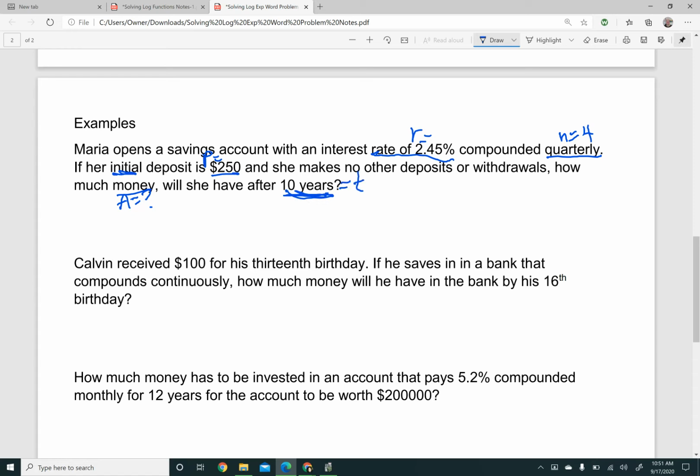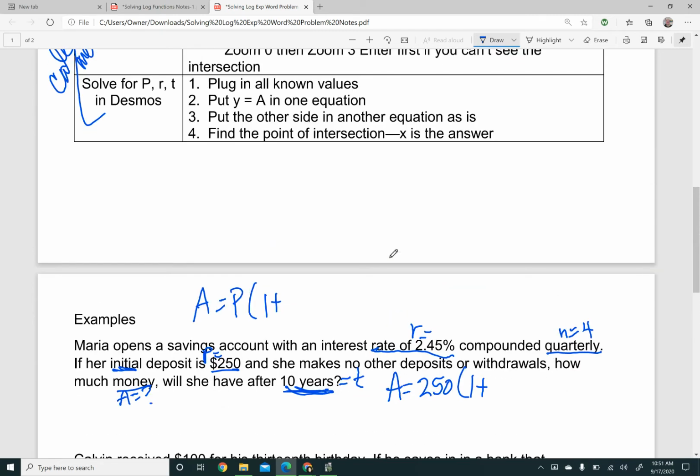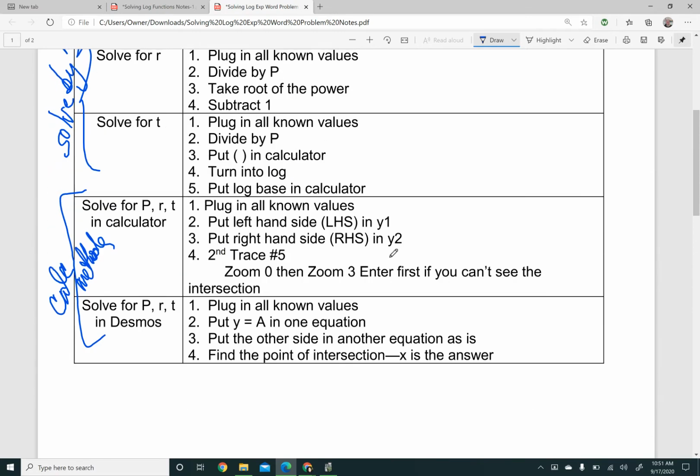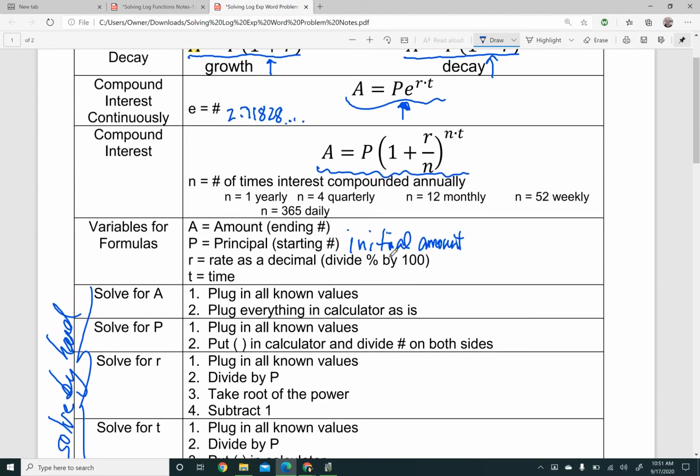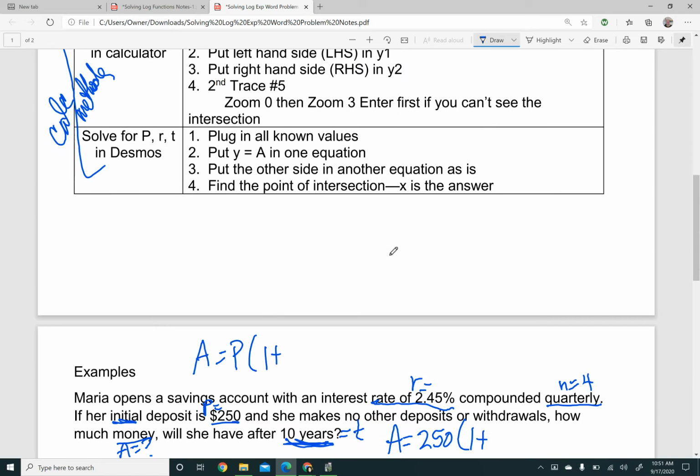So now we have all of our things. We're going to go back to our formula. A is what we want to know. P is 250. Let's put our formula up here: A equals P times 1 plus R over N, raised to the NT. We'll write it down here so you can see it.